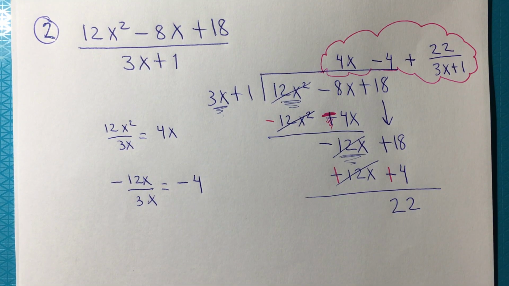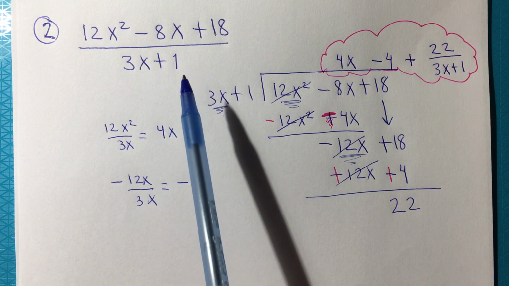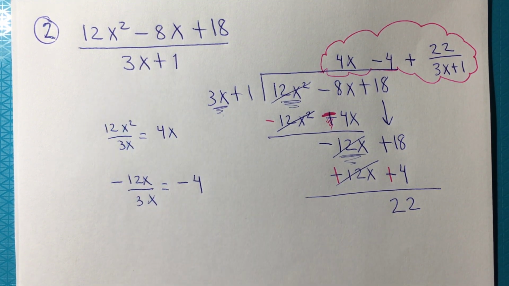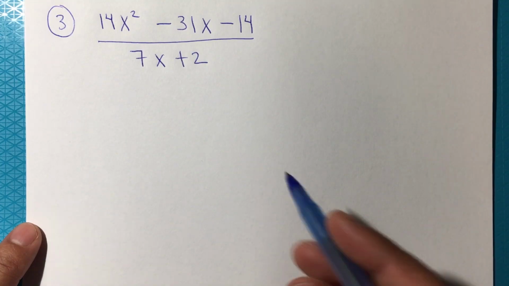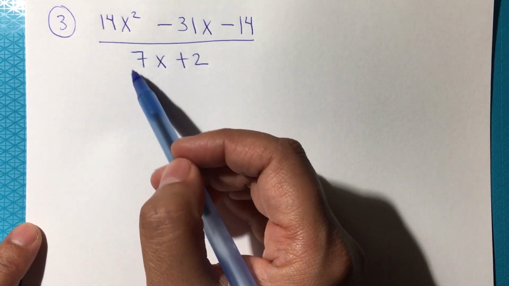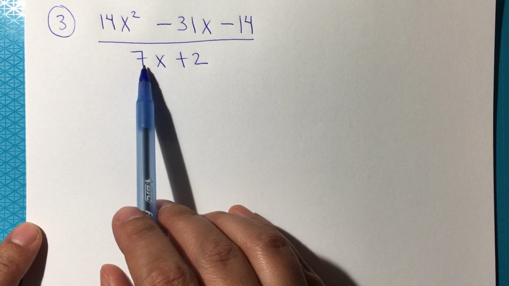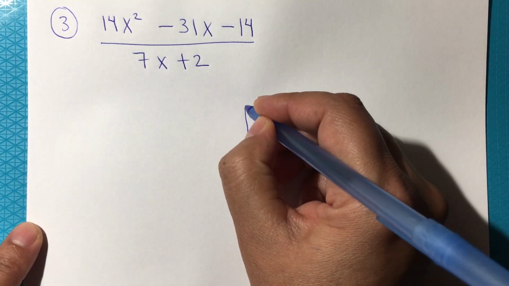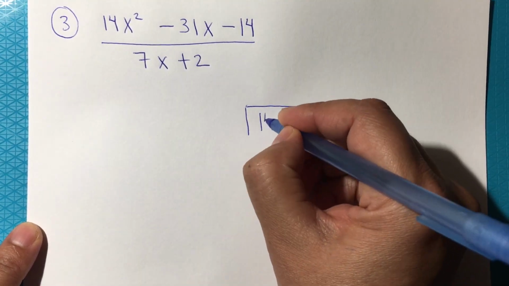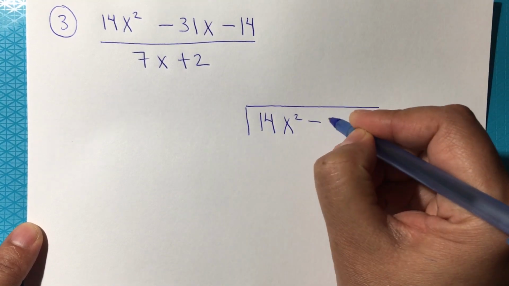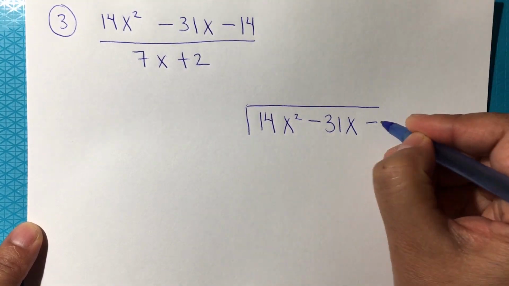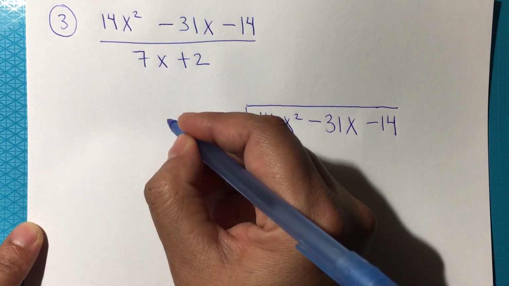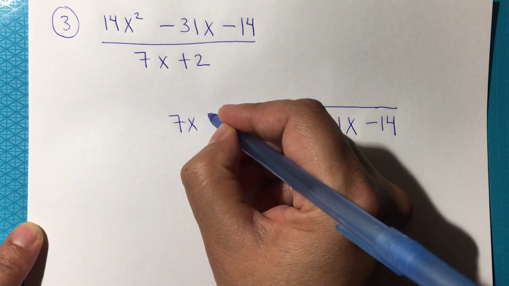And that's going to be my solution. And again, in this case, we cannot use the remainder theorem because it's not x minus c. It has a coefficient right there. For number 3, we cannot use the remainder theorem because, again, we have a coefficient, but let's go ahead and use long division. So we have 14x squared minus 31x minus 14 divided by 7x plus 2.